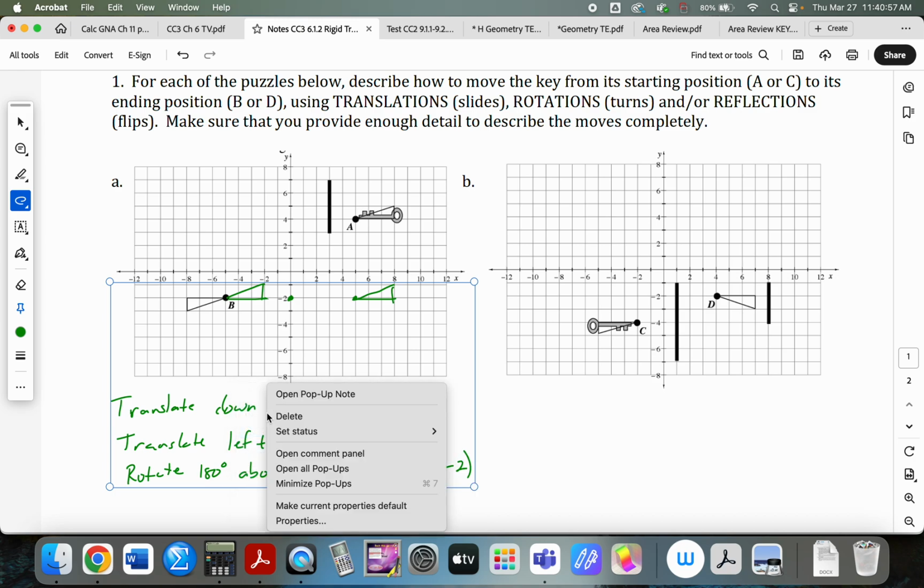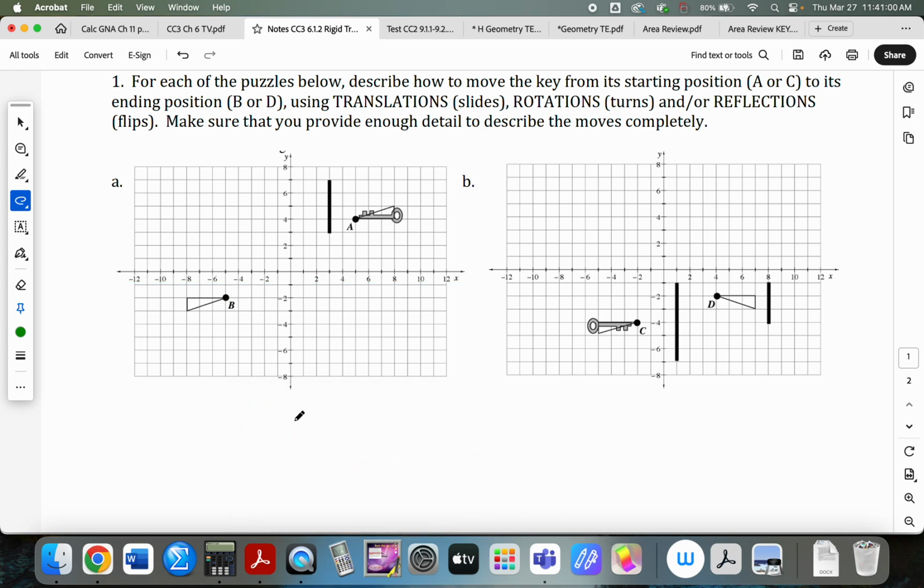Well, let's talk about B. Let's see who's volunteering for this one. Cooper. Go up 4. So let's translate up 4. All right. Up 4. So let's see. 1, 2, 3, 4. That would look like this.